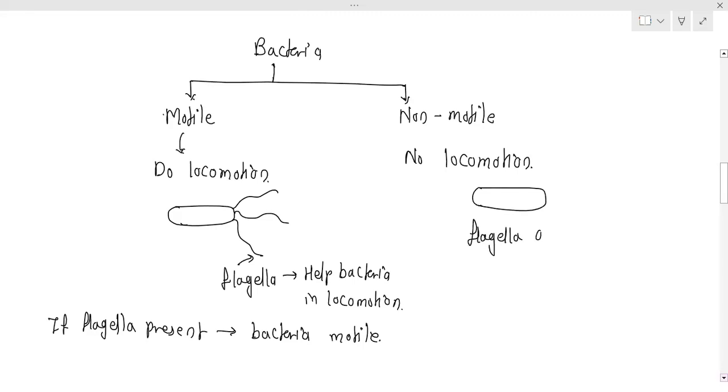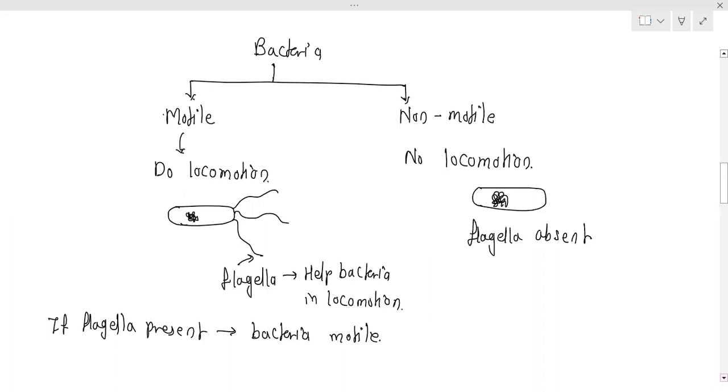If flagella are absent, it cannot go from one location to another. If you keep it in one location, it will stay there. But if it has flagella and you keep it in a glass of water, it will roam around everywhere. Understanding? Clear? Easy?